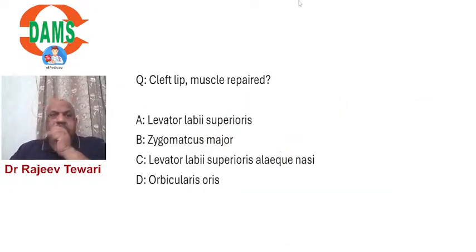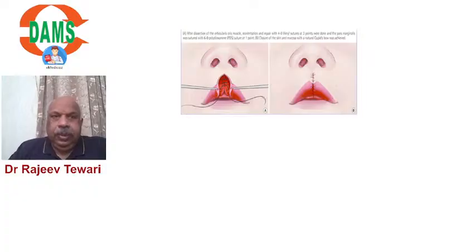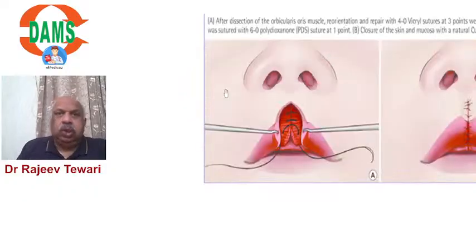Cleft lip muscle repaired is... You may have to repair all depending on how deep the cleft lip is, where it's located, central or peripheral. But one muscle which you need to operate always is orbicularis oris. This muscle has to be repaired because it forms the oral ring and the sphincter. So, like here, orbicularis oris needs to be repaired, whether central or peripheral, both.